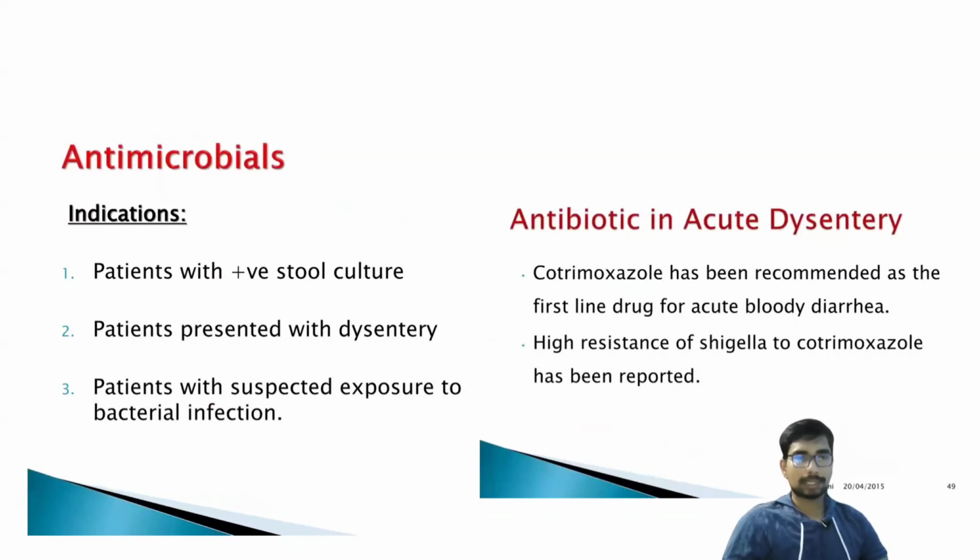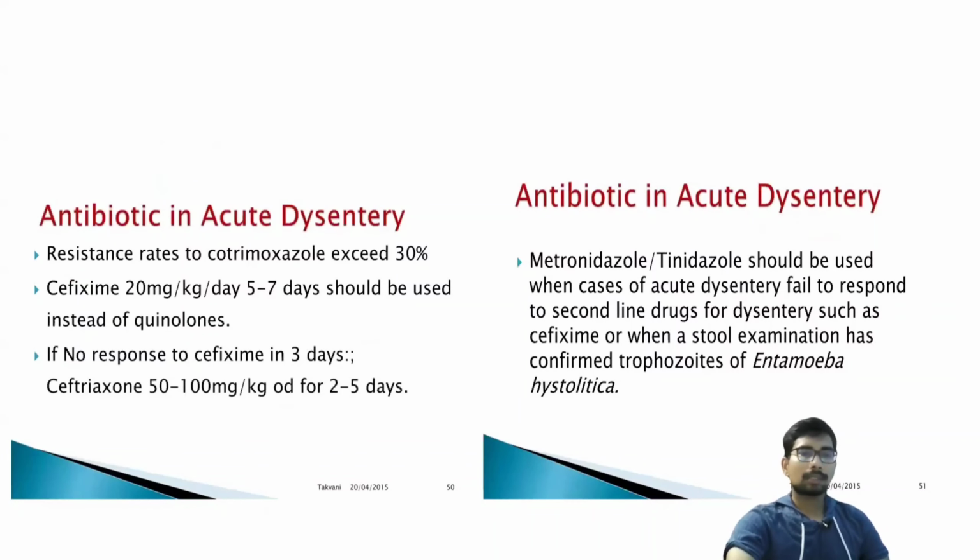Antimicrobials are for those with a positive stool culture, presenting with dysentery, and suspected exposure to bacterial infection. Antibiotics in acute dysentery: cotrimoxazole has been recommended as the first line for acute bloody diarrhea. High resistance of Shigella to cotrimoxazole is reported; resistance rates exceed 30%. The next line is cefixime 20 milligram per kg per day for 5 to 7 days, which should be used instead of quinolones.